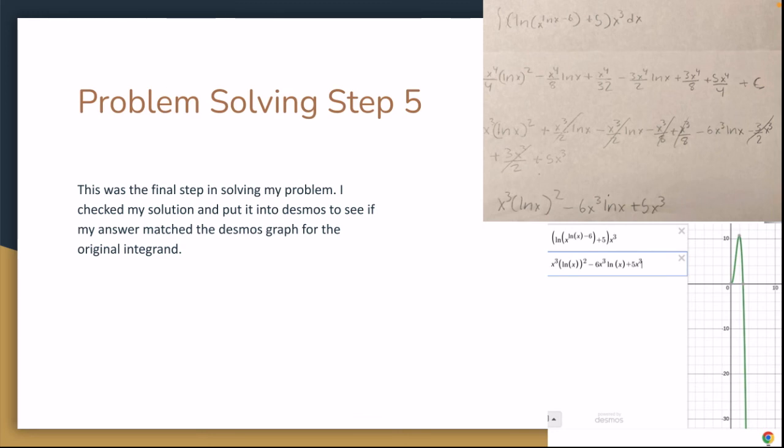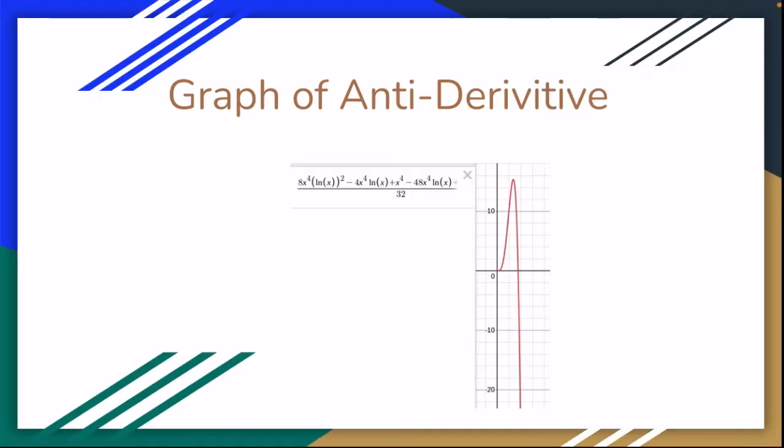So continuing step 5, this is the rest of my work in finding the final check for my answer. And then, of course, I plug this into Desmos as well, just to make sure that my answer is the same as what Desmos says. Sure enough, it is correct. This is the graph of the antiderivative.